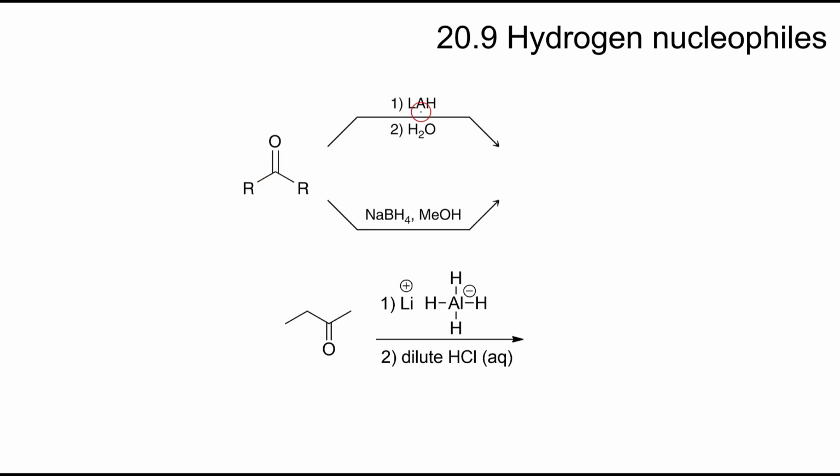Hydride can be used as a nucleophile, which we've already seen. A carbonyl with lithium aluminum hydride gets us the alcohol. We can use sodium borohydride to get the same thing. Lithium aluminum hydride again with the carbonyl. This gets us the OH group.